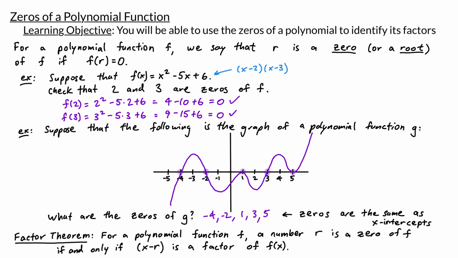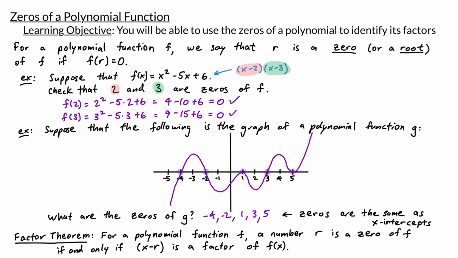In our example, we saw that 2 was one of our zeros, and indeed, we have a factor of x minus 2 in our polynomial function. 3 is another one of our zeros, and we see that in our polynomial function, we have a factor of x minus 3. So it seems like our factor theorem holds true. If I have any number as a zero, we see that x minus that number is a factor of our polynomial. Let's see why this might be useful for us.